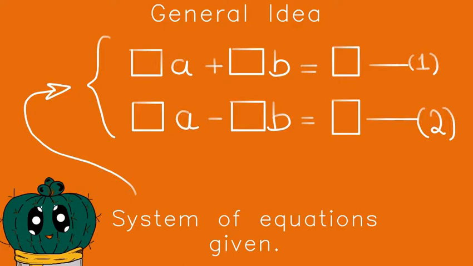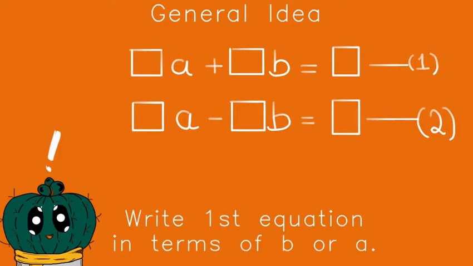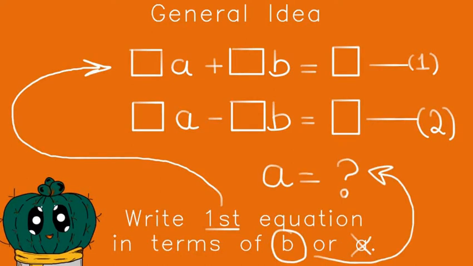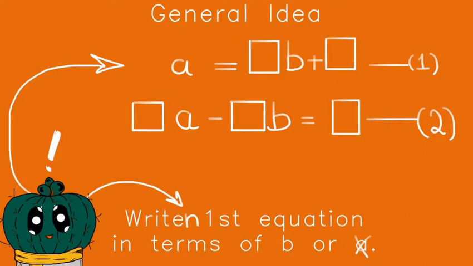Okay, so here we have a system of equations, and the first thing that you're going to do is have the first equation written in terms of b or a. Most of the time it is in terms of b, or the second variable. In this case this is going to be b, and we are going to be asking what the value of a is going to be. Okay, so again, what is the value of a? That is how you actually write something in terms of the other thing. In this case, that is going to be b. So we write that a is equal to box b plus box.